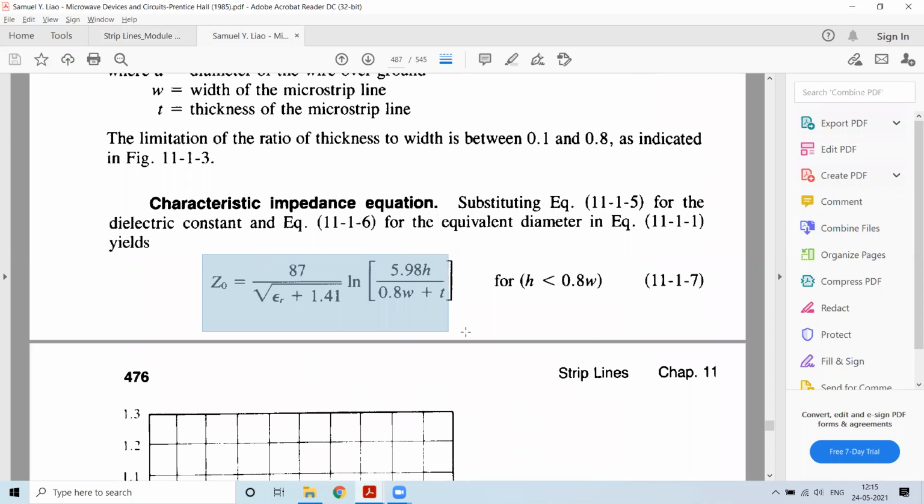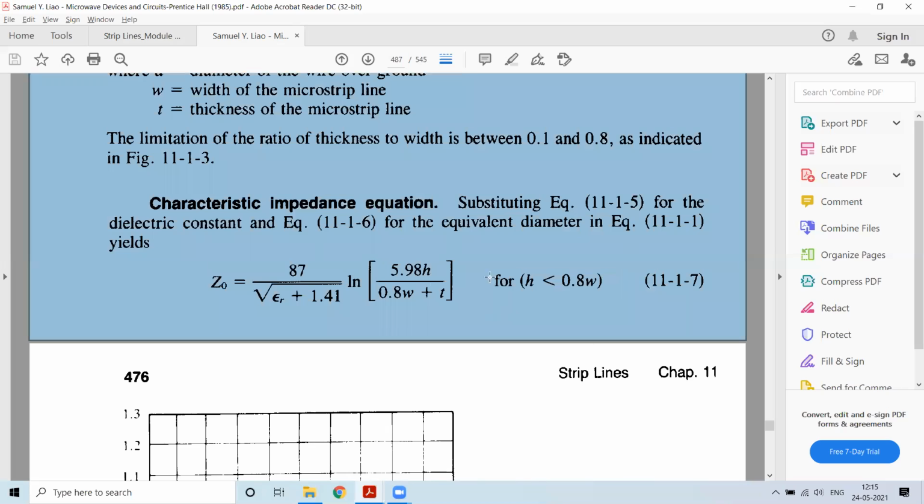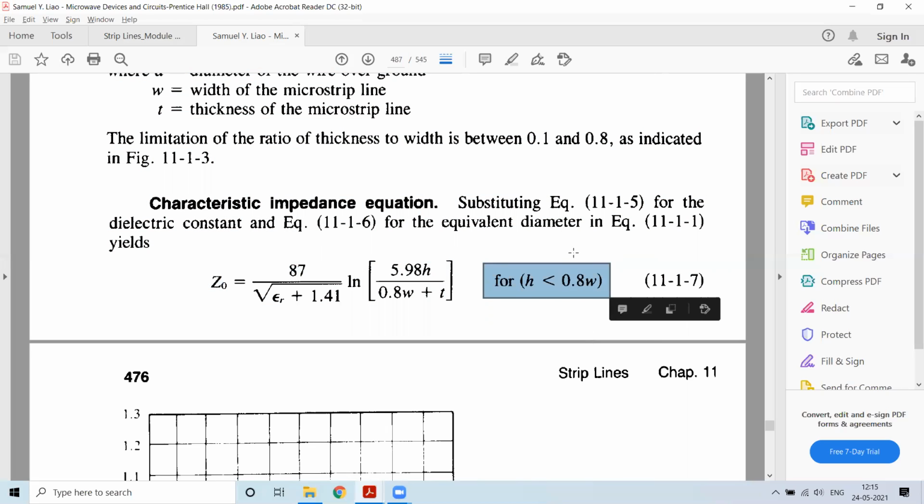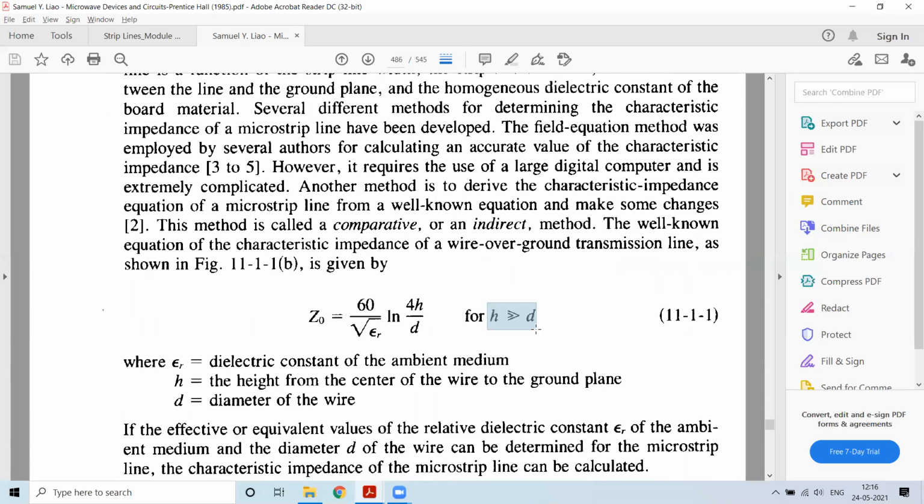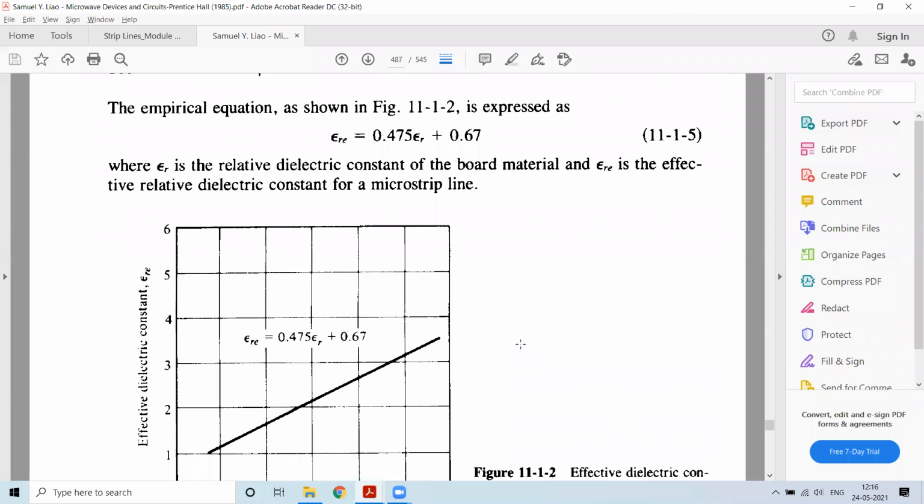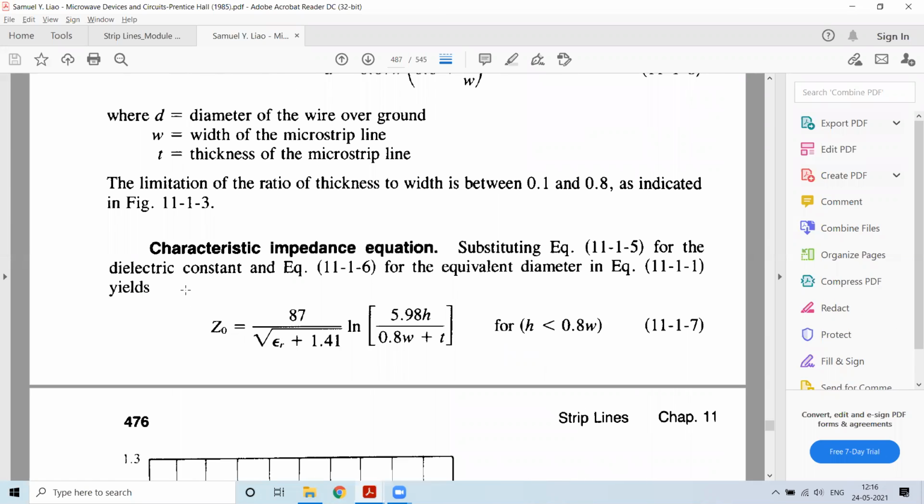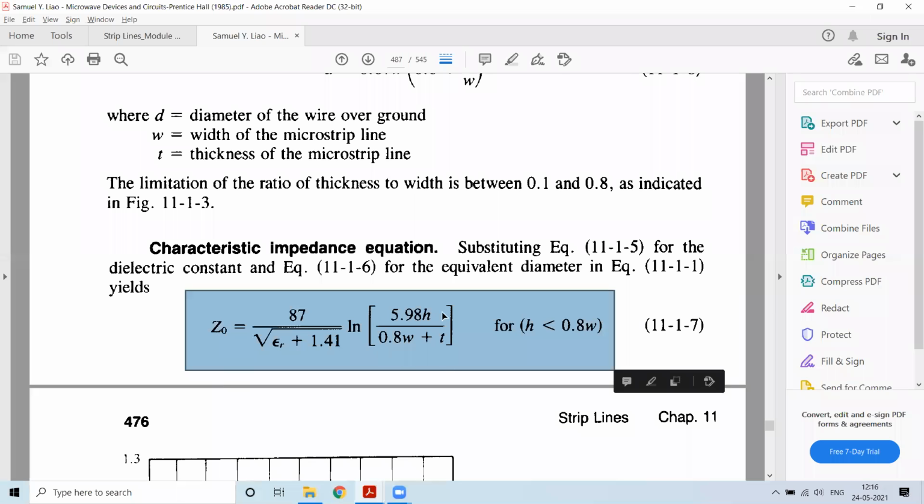So that is, Z naught is given as 87 divided by square root of epsilon r plus 1.41 natural log of 5.98 h divided by 0.8 w plus t. And this is valid when h is much lesser than 0.8 times w. So based on these aspects, we have this representation. So here we can see that we have this condition. So substitute the d value and try to obtain the equation in terms of h and w condition. So based on that, this is the equation you will be obtaining for the characteristic impedance of the microstrip line.